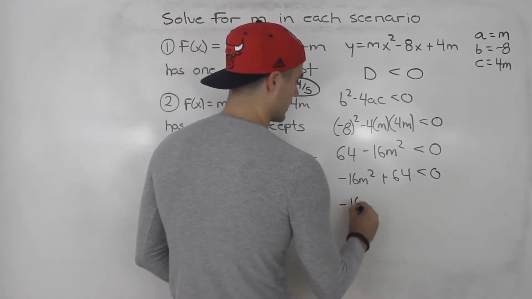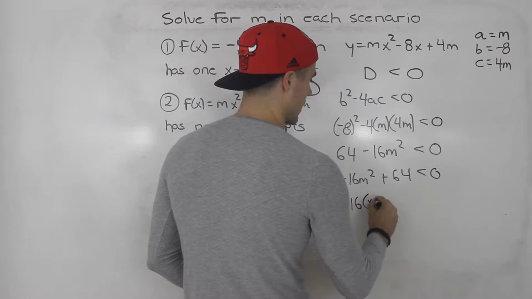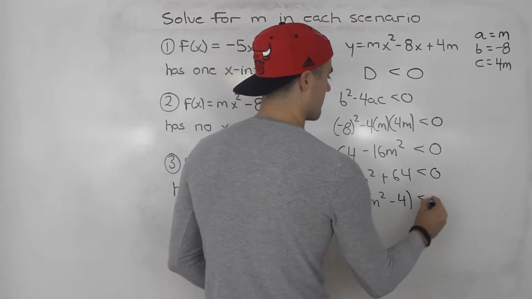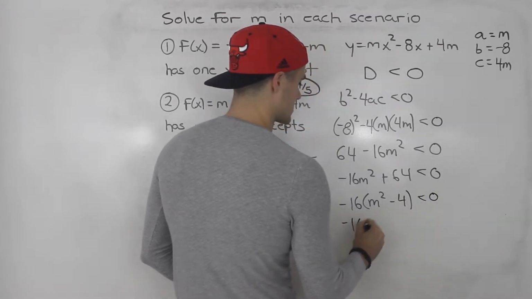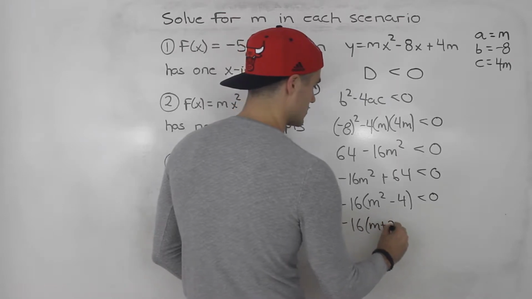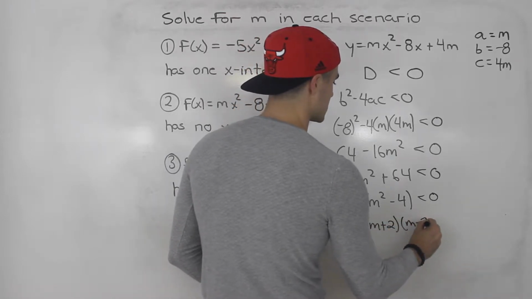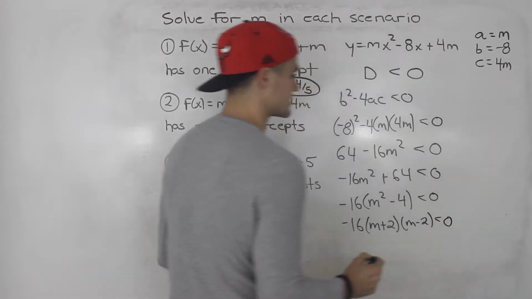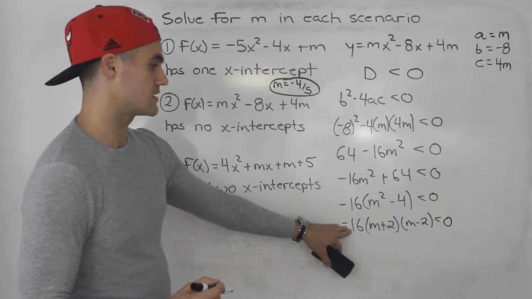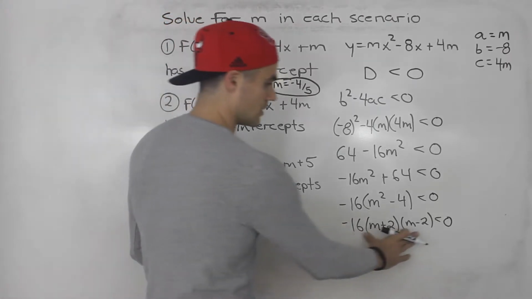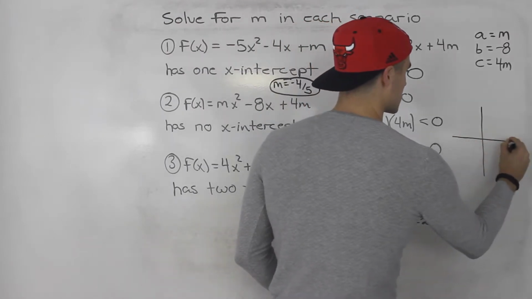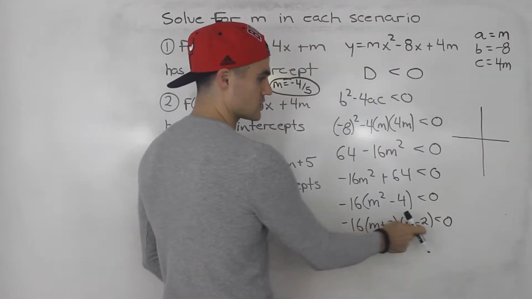Well, we could factor out a negative 16 from both of these, so we'd have m squared, 64 divided by negative 16 is minus 4. And then this, m squared minus 4, that's the difference of squares, that factors into m plus 2, m minus 2. We're solving when is that less than 0. And what I do at this point is I actually graph this. So we know this quadratic here is factored. So we know the x-intercepts are what? Negative 2 and positive 2.